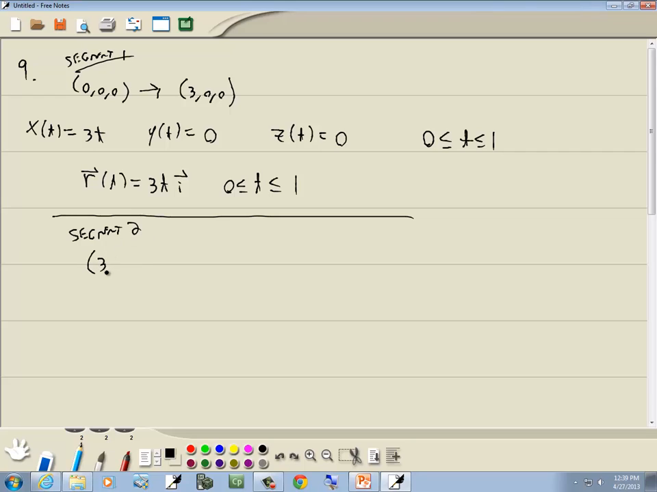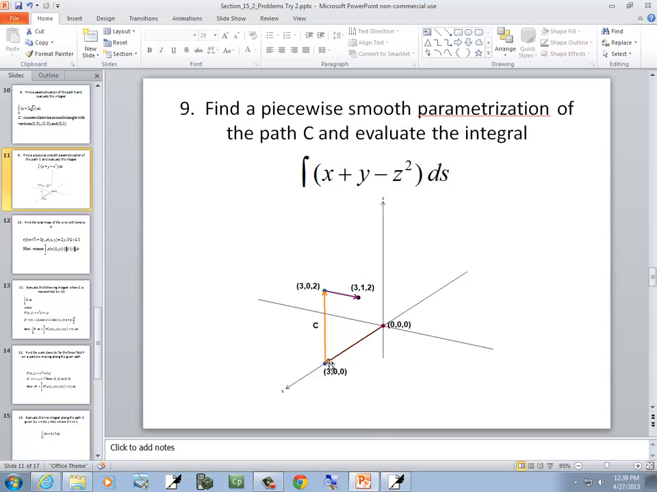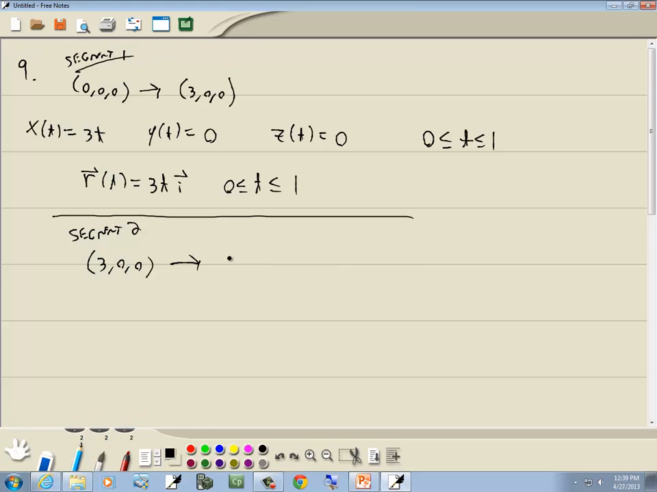That's going to go from 300 to 302. This is actually not turning out too bad since so many of them are the same. But again, we need our x, we need our y, and we need our z. Well, notice the x value is the same, so it just is 3.